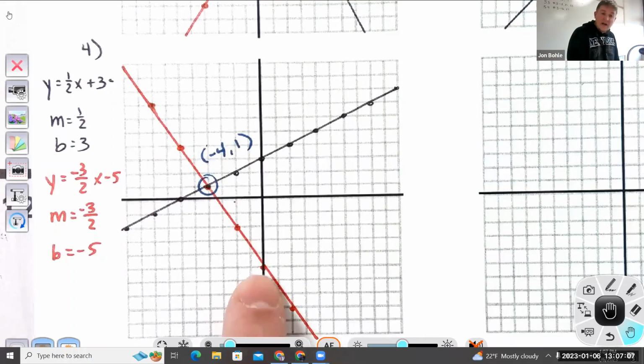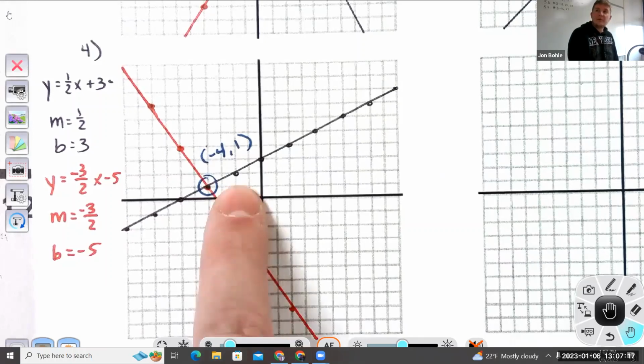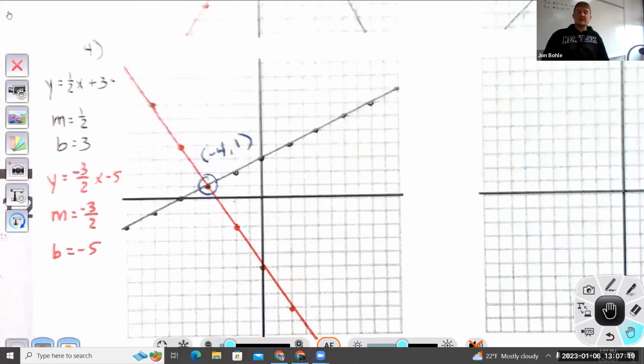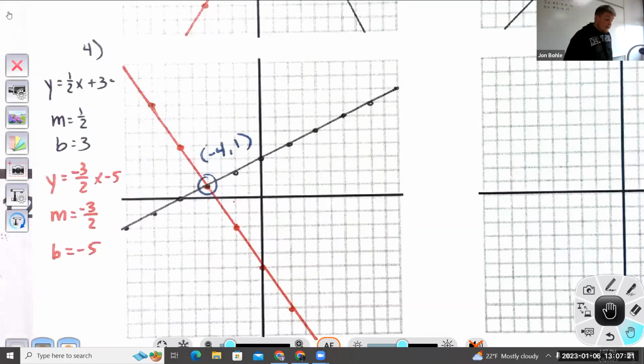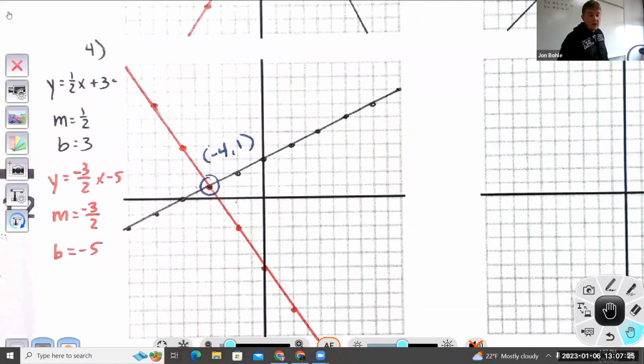So we're going to start at -5 and go down 3, right 2. But when I'm going down 3, right 2, I'm realizing I'm never going to cross that black line going to the right. So I'm going to go backwards, up 3, left 2, up 3, left 2, up 3, left 2. And then now I've run into that intersection point. That intersection point is 4 to the left of the origin and 1 above the origin. So that's an ordered pair, -4, 1.